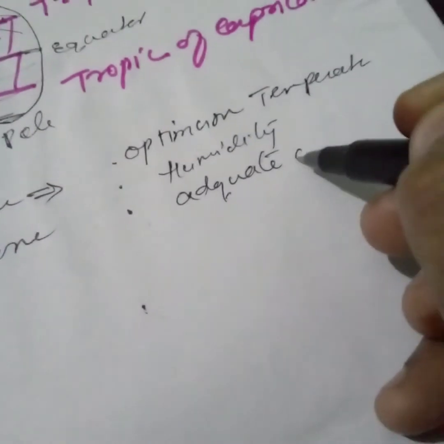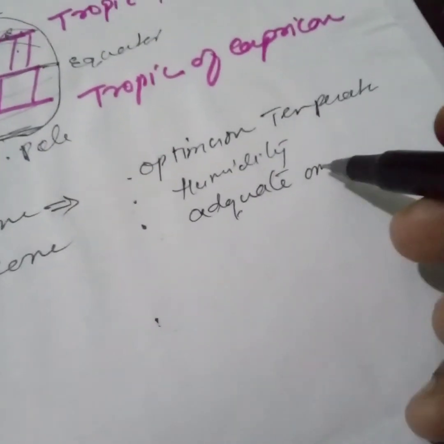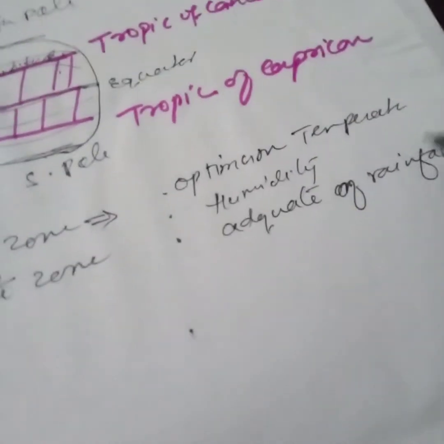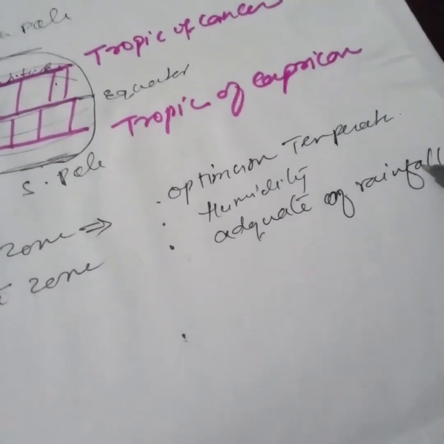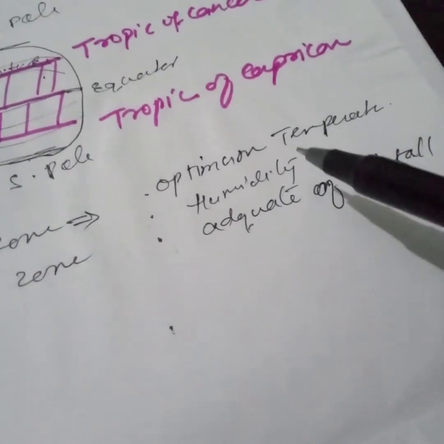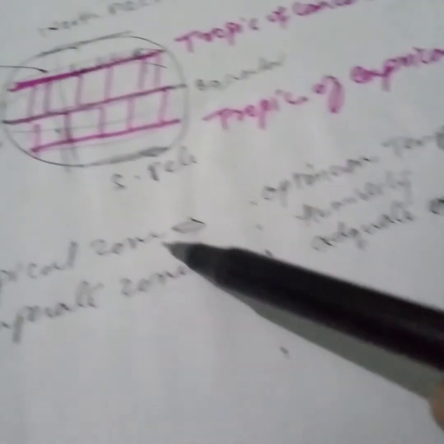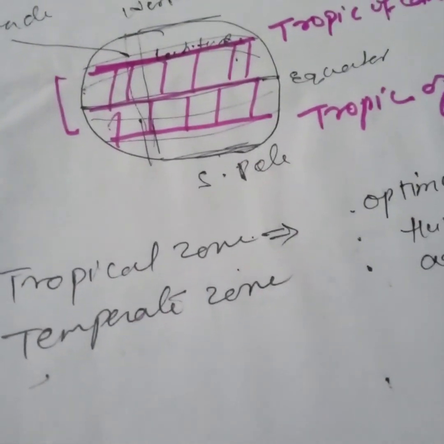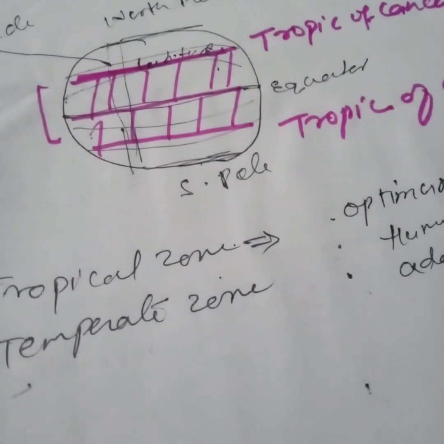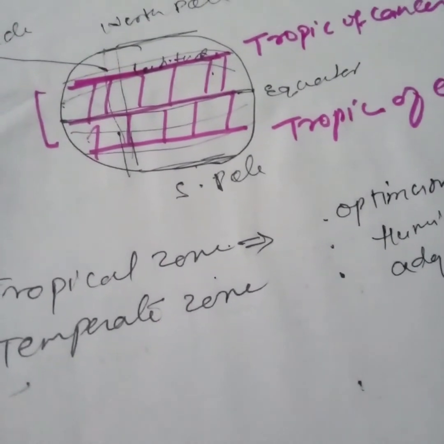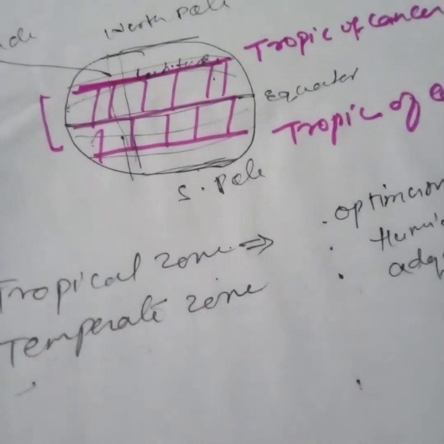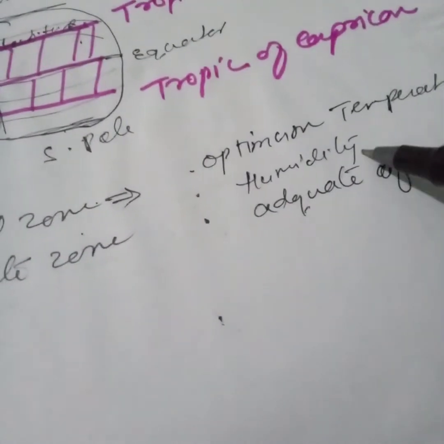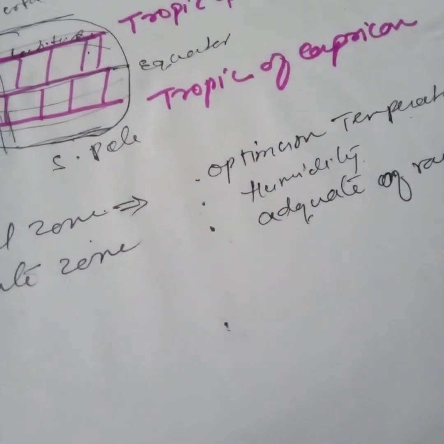Adequate amount of rainfall, okay, rainfall. So these are three major important factors which are found in the tropical zone. That's why the tropical zone is known for good biodiversity. It shows the increase in biodiversity in this particular zone. And the reasons are: optimum temperature, humidity, adequate rainfall.